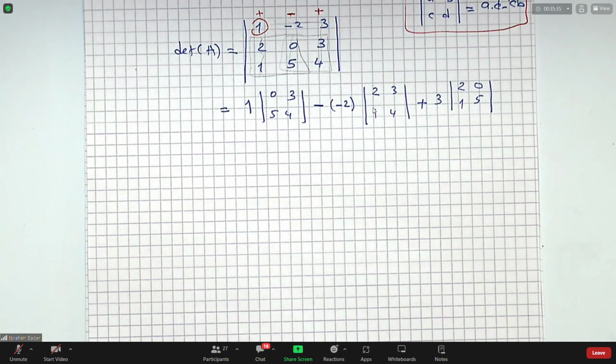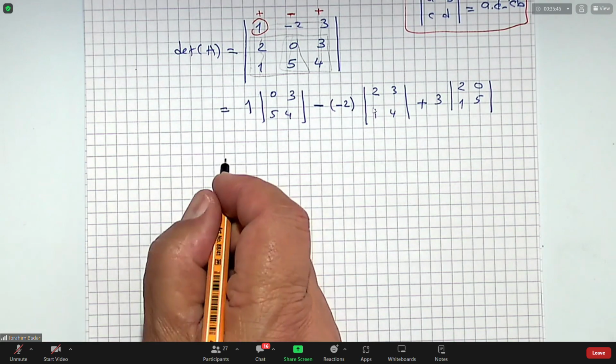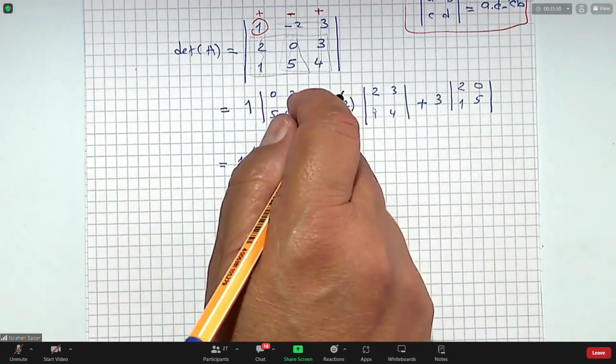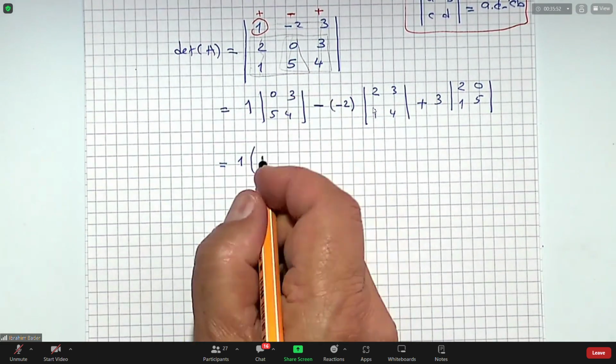Okay. Now this is the last step. Why? Because I just end up with the 2 by 2. So this is my, if you like, termination. This is the last step. I can't go further in reduction. Okay. So this is 1 times 0 times 4 is 0 minus 15.